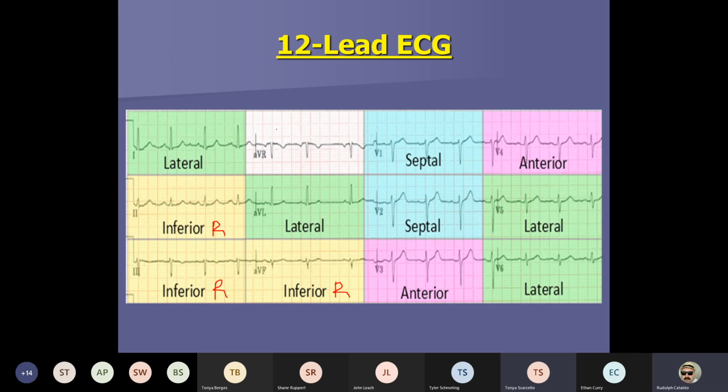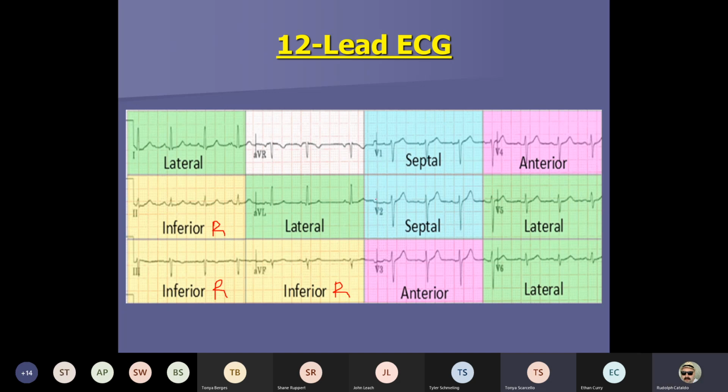Lead AVR, when it comes to 12 leads, I do not want you paying attention to AVR. AVR is just a reversed lead. That's it. Nothing else. It will not show elevation. It will not show depression. So when it comes to AVR, that lead means nothing. Lead AVL is also a lateral lead. Lead AVF, inferior.